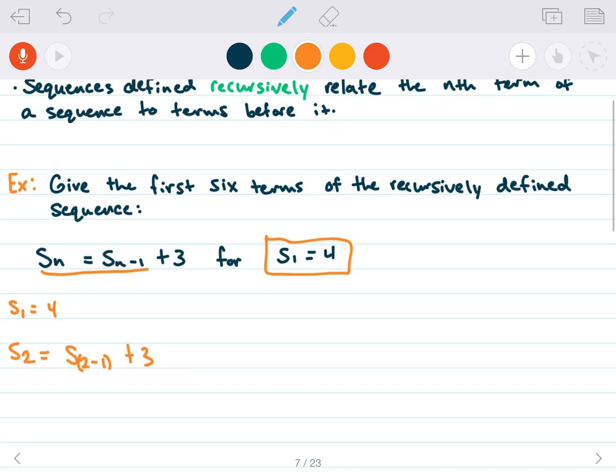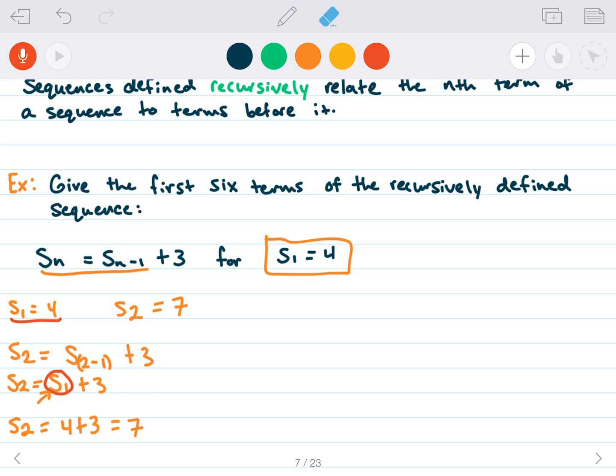So S sub 2 is equal to S sub 1, right? 2 minus 1, that's going to be 1 in the subscript, plus 3. Well, we know what S sub 1 is. S sub 1 is equal to 4. So putting that back in the formula, S sub 2 is equal to 4 plus 3, which is 7. All right, so S sub 2 equals 7. You see how we found S sub 2 by using S sub 1 right here?